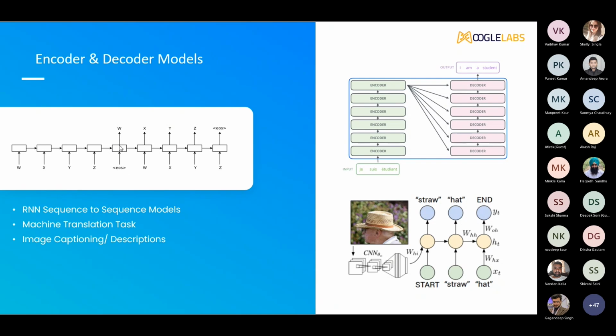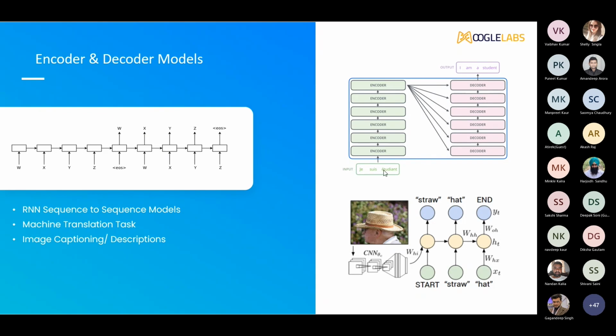Here, this W that we are getting is actually a context vector. What does the context vector have? It has all the sequence information that it has learned over time in the previous steps. So this W is passed through the next time step, and then it outputs X. Then this X is passed to the next time step, and it generates Y. In similar fashion, Y is passed and Z is obtained, and Z is passed, then end of sentence.